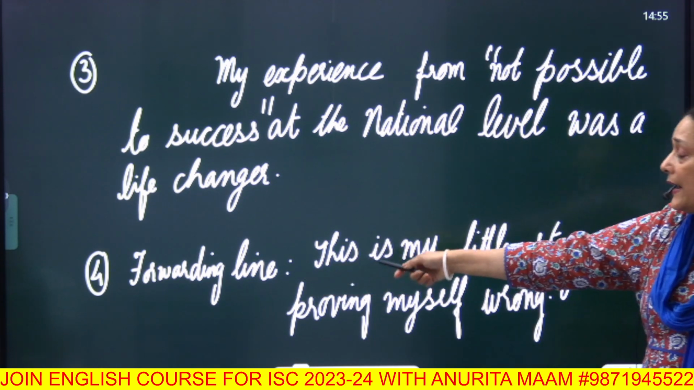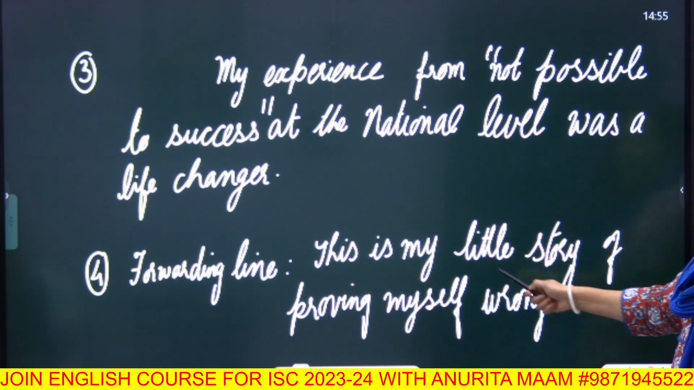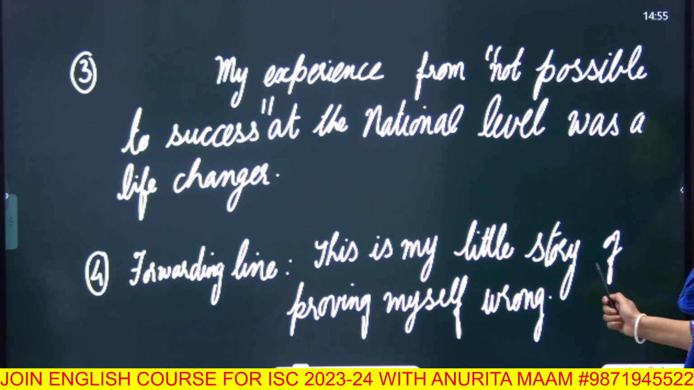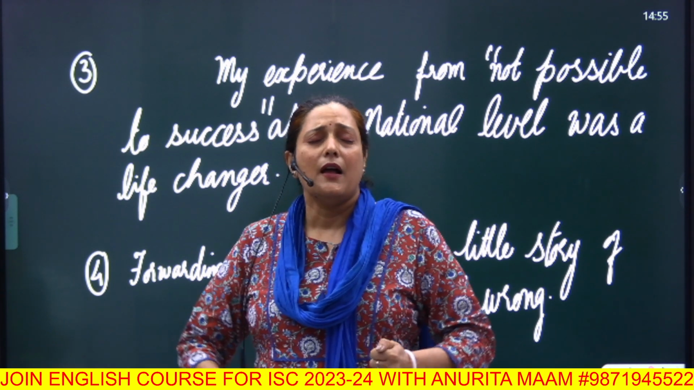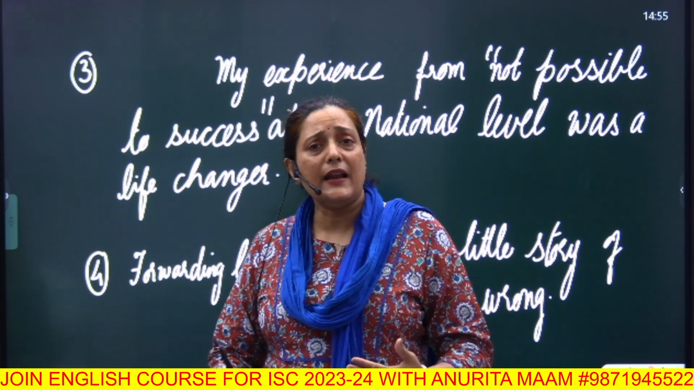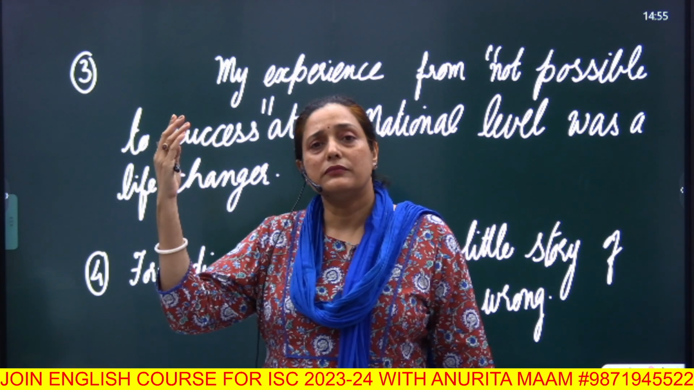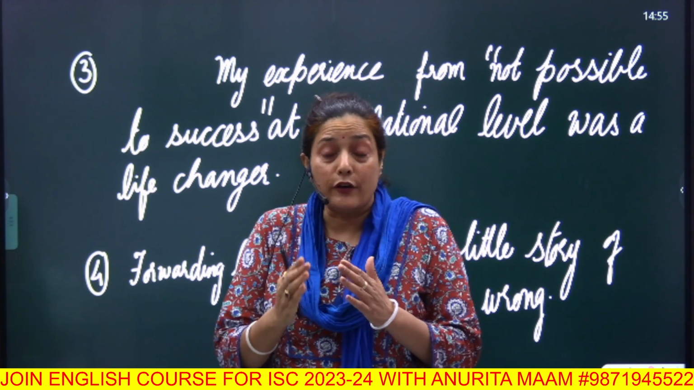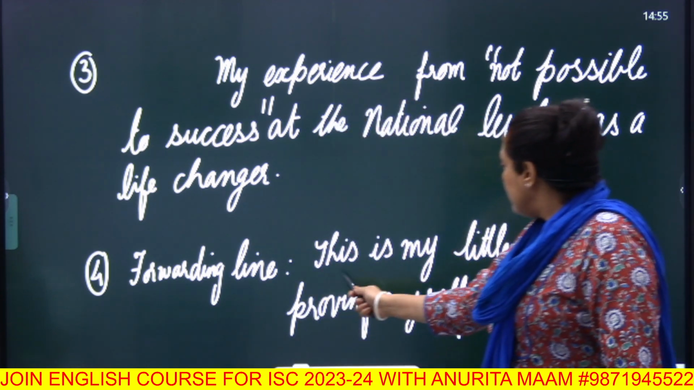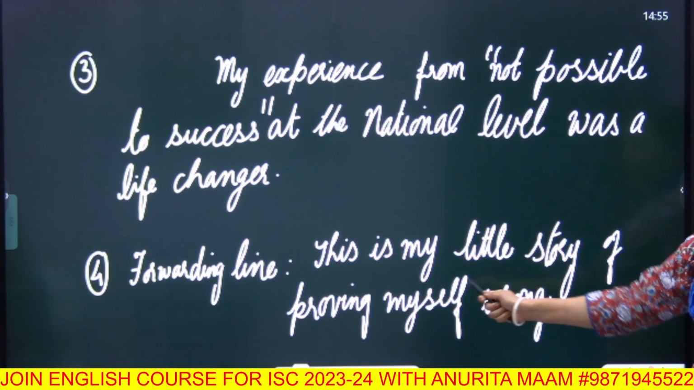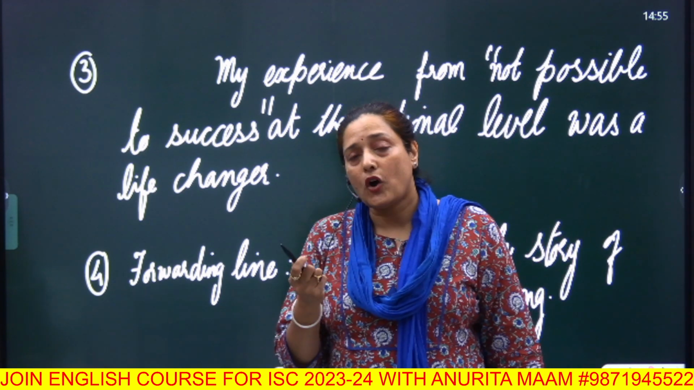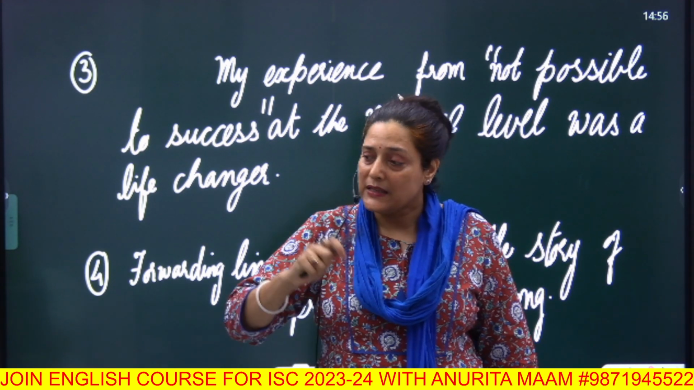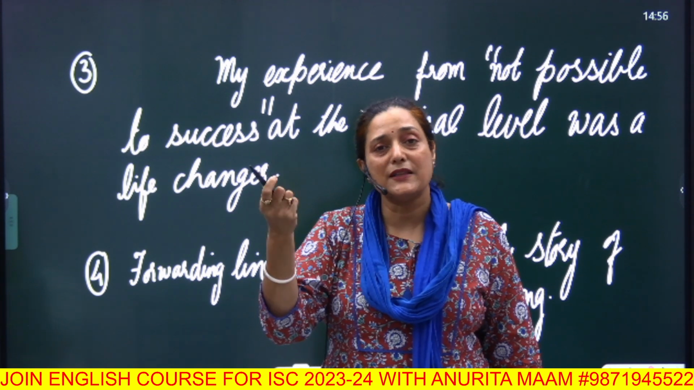And forwarding line, the linking line is, this is my little story of proving myself wrong. So when one thinks that no, मैं नहीं कर सकता, मगर करते करते वो आसमान छू लेता है. It is that kind of an experience that this person has had. This is my little story of proving myself wrong. So he thought it is impossible, but the incidences of his life led him to make it possible.